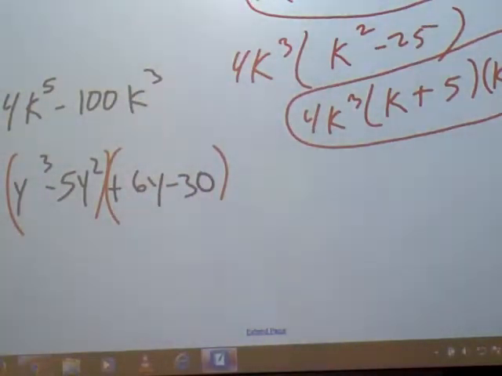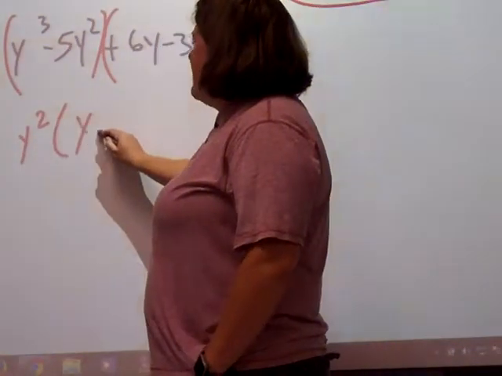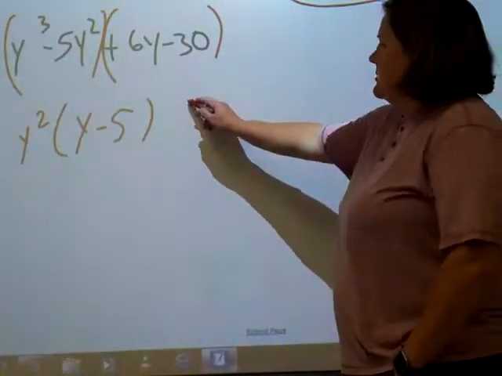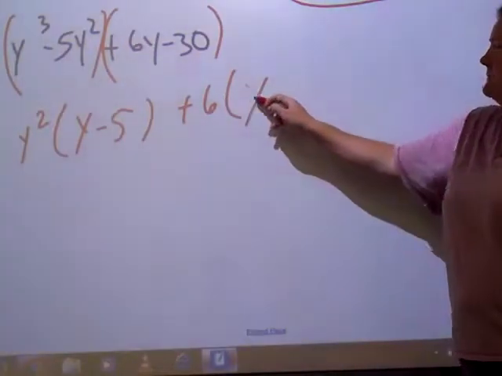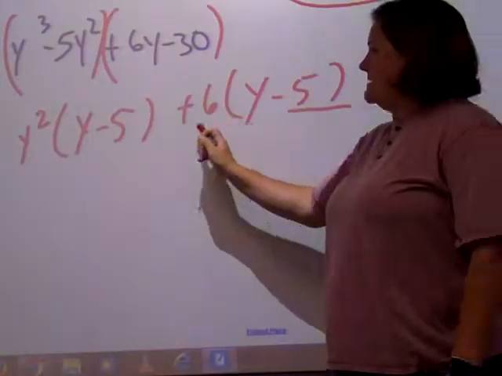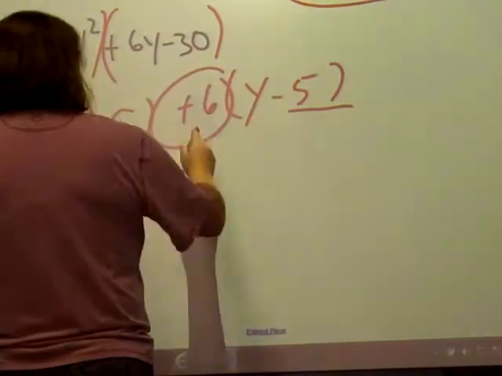Now in my first group, y cubed minus 5y squared, what's your GCF? y squared. So I take that out, leaves me with y minus 5. What can I take out of the second group, the 6y minus 30? 5. Guess again. 6. Good, Jody. So I'm going to take a 6 out. That leaves me with y minus 5. Okay, so what I have twice times what I took out.